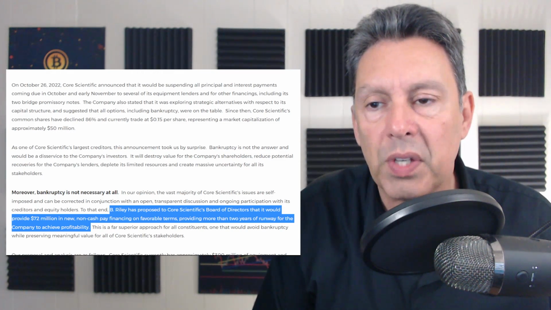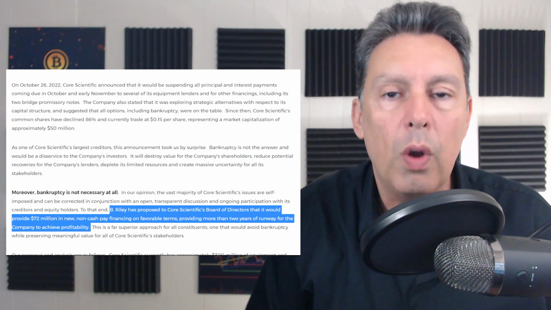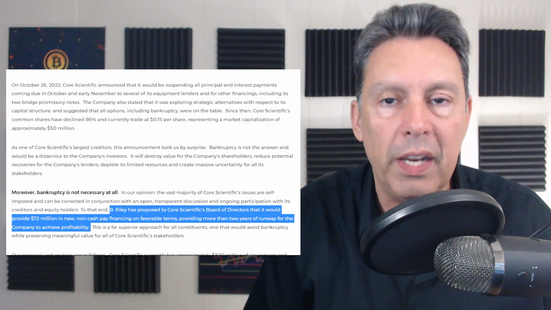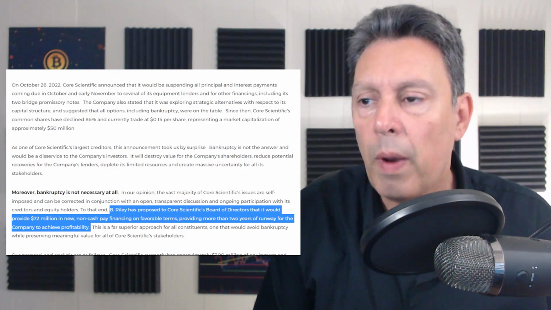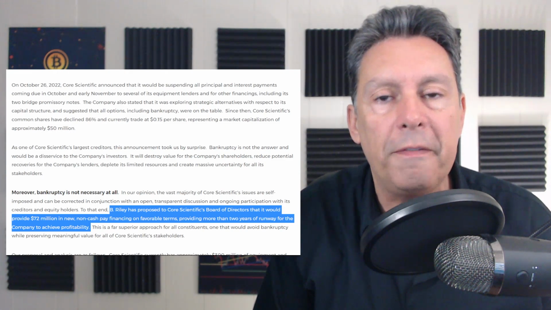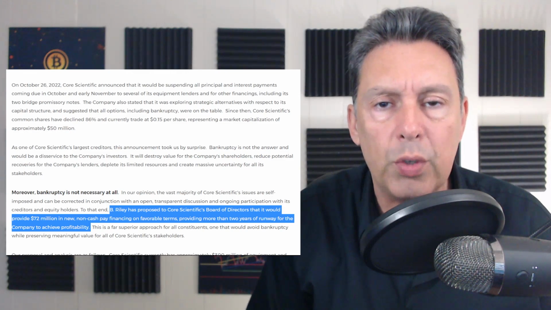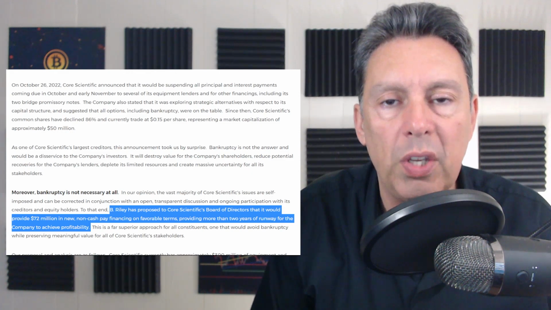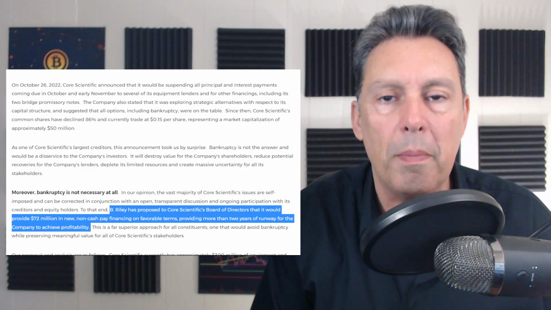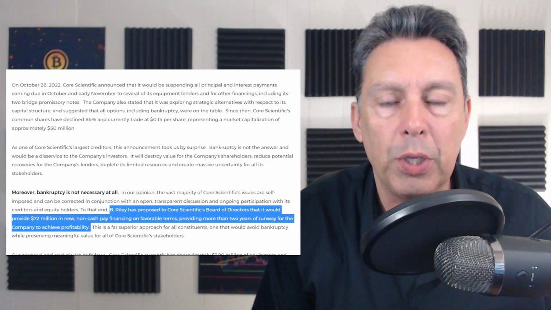Since then, CORZ Scientific's common shares have declined 86% and currently trade at 15 cents. So prior to this letter, they were at about 14.5 cents. They're up drastically from there since this letter hit the market, representing a market capitalization of approximately $50 million. So they're now at about $131 million in the middle of the trading day today. We'll see where they've settled. The key statement here is that CORZ Scientific was considering all options, including bankruptcy. And the reality is, based on just the math of where they were at, they were looking at bankruptcy. That was the option that made sense.